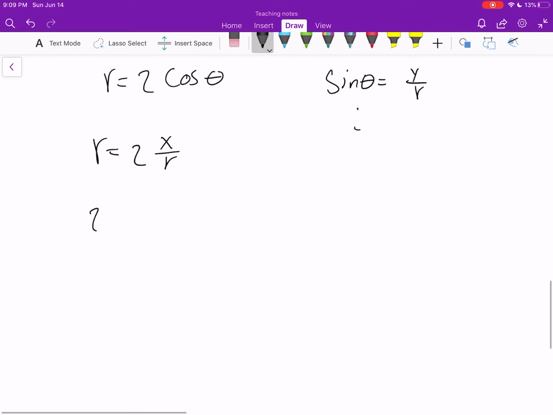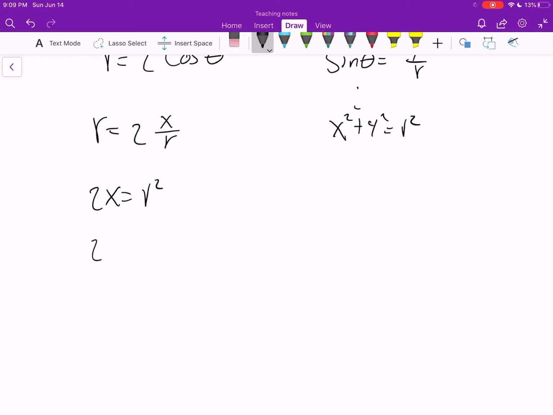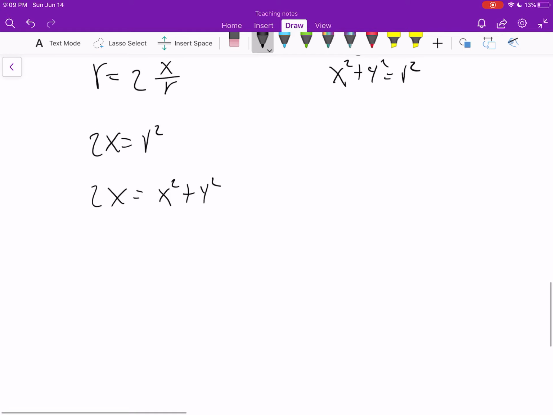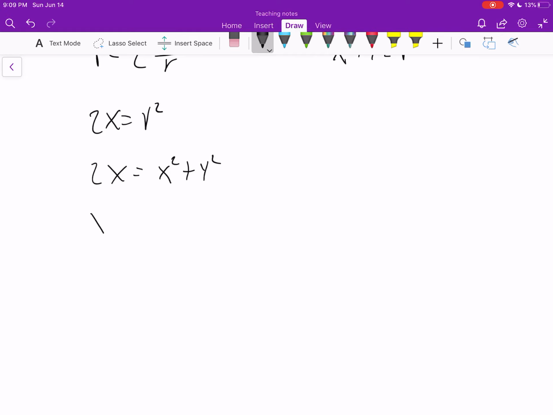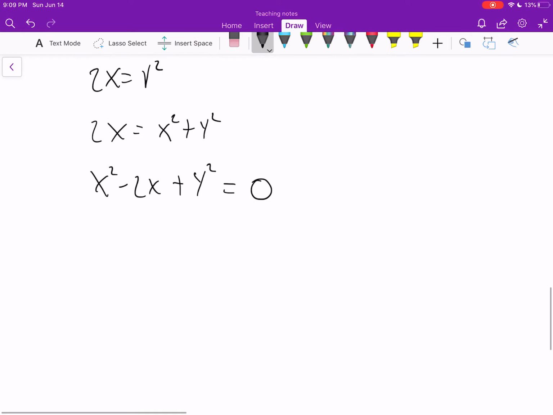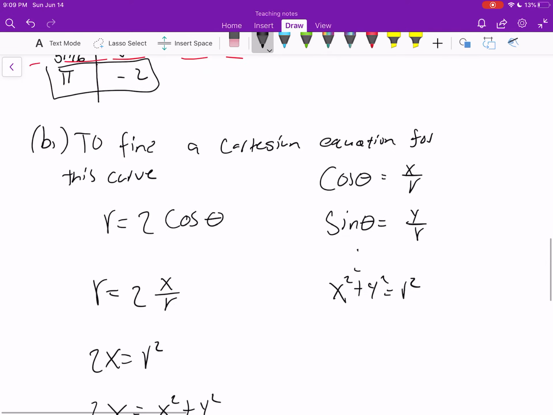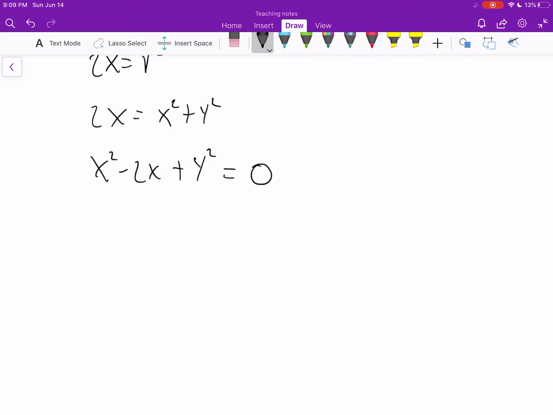Well, I know x squared plus y squared is equal to r squared. So if I replace r squared with x squared plus y squared, this gives me a Cartesian equation here. I'm going to rewrite it though. So I'm going to get x squared minus 2x plus y squared is equal to 0. I'm going to do this just so we can see what this actually is, and show you that that is in fact a circle that I've drawn there, even though it doesn't look like one.